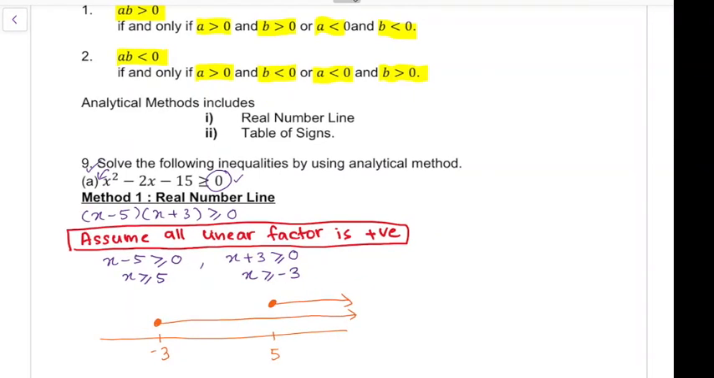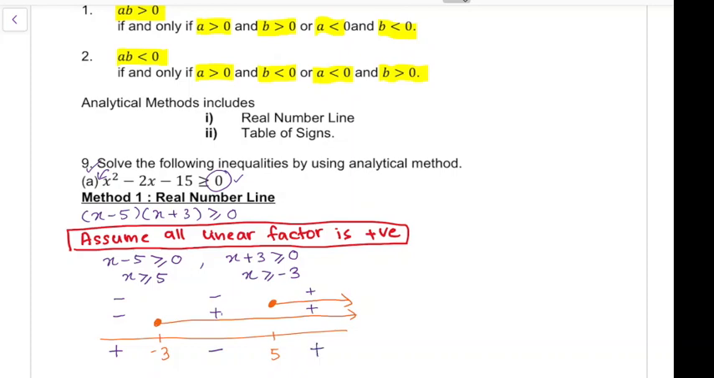The number line will represent 3 intervals. We have less than negative 3 intervals, negative 3 until 5 intervals, and more than 5 intervals. The easiest way to determine sign of each interval is by looking the line. If there is a line, we put positive. For which there is no line, we put negative. Then we will write the product of two factors here. So this one, negative times negative, positive, negative times positive, negative, positive times positive, positive.